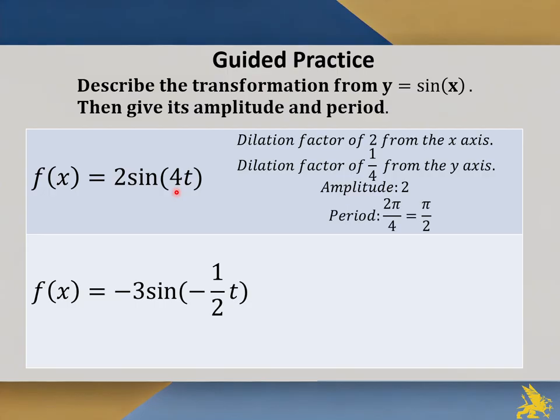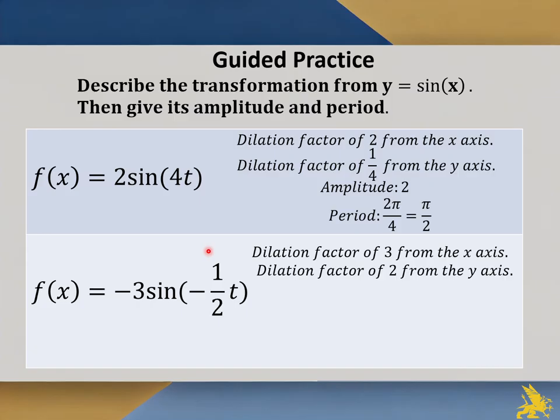Then I look at the next part. f of x is equal to negative 3 sine negative half t. So we start off with our dilation. We've got a factor of 3 at the very front from the x-axis. Then we've got a dilation factor of 2, because this is half here, from the y-axis.